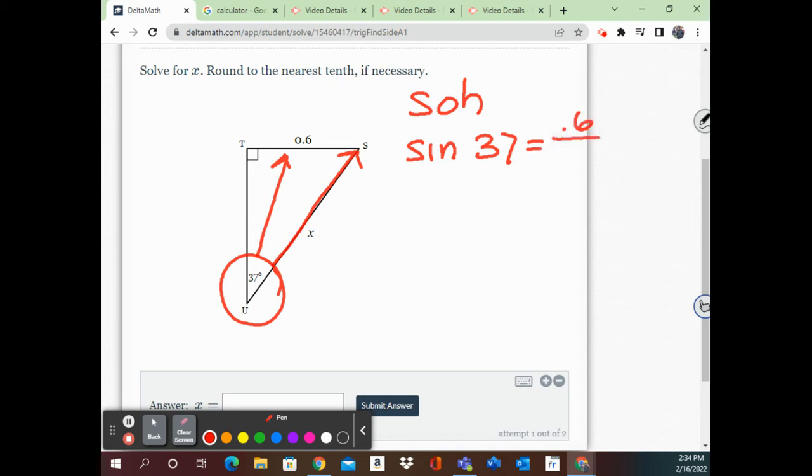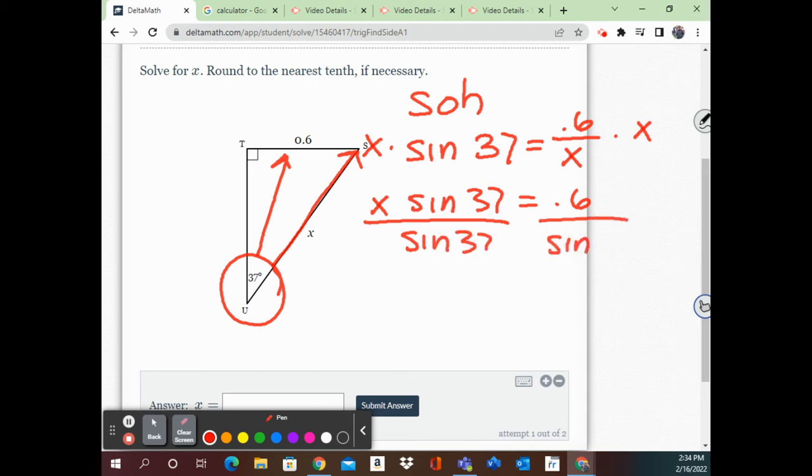0.6 divided by x, right? So the first thing I say, if you have x in the denominator, what you want to do is you're going to end up dividing, right? So I'll walk you through all the little steps to find that division, but exactly what we're going to do is we're going to multiply x on both sides, and then we're left with x sine 37 is equal to 0.6. Well, we still need to find what x is. So now we want to divide sine 37 on both sides, and now we can find our x.